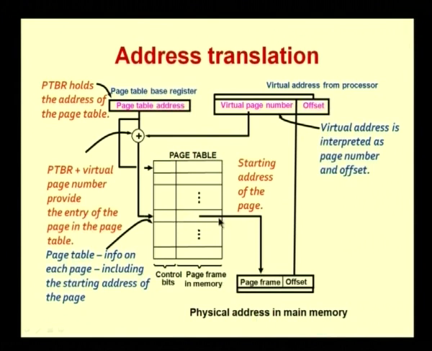Whether it is present or not in memory, I will know by looking at a valid bit, which is one of the control bits here. If the valid bit is set, I know that this page is available in memory, and the corresponding entry is giving me the physical memory location. So, I add that physical page number to the offset to get the complete physical address in the main memory. This is what we do in terms of address translation.